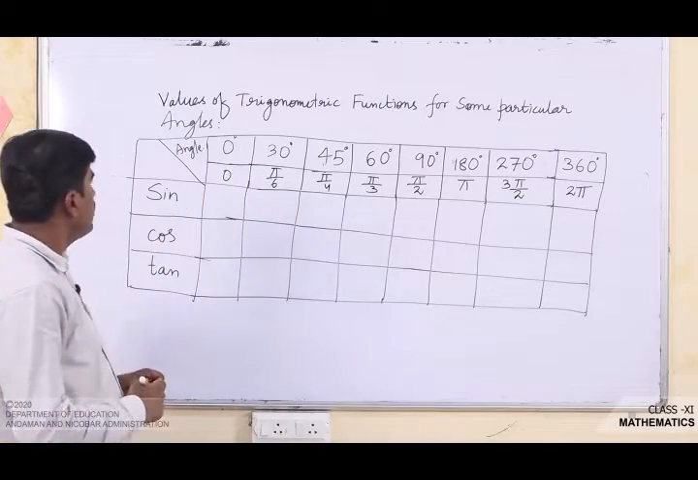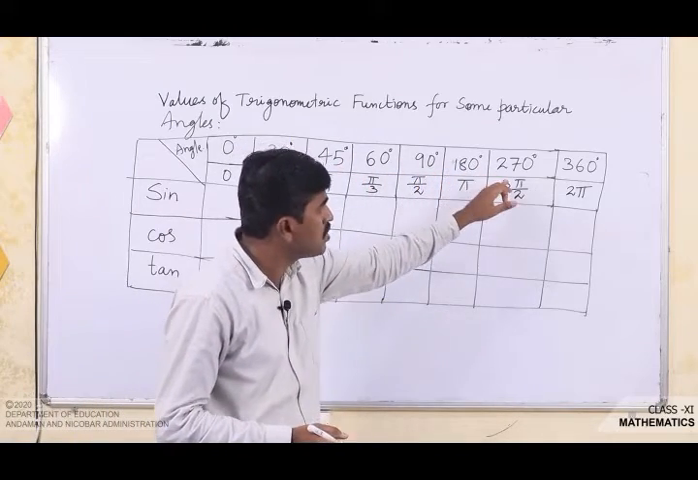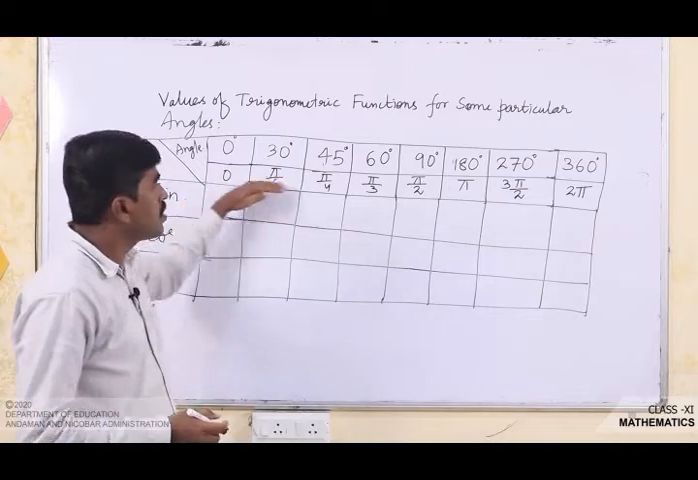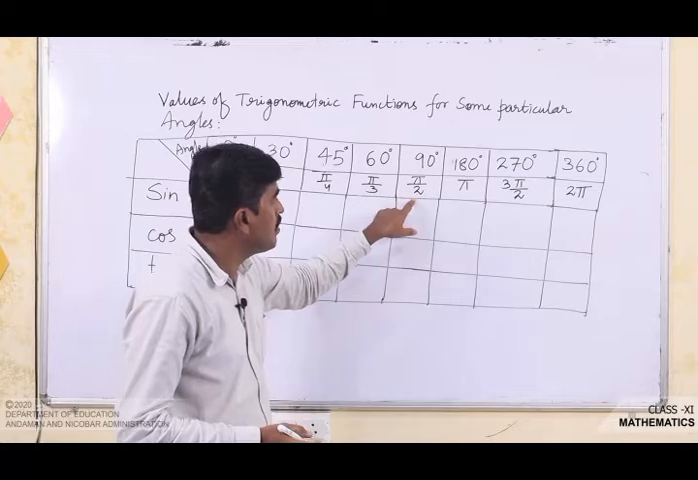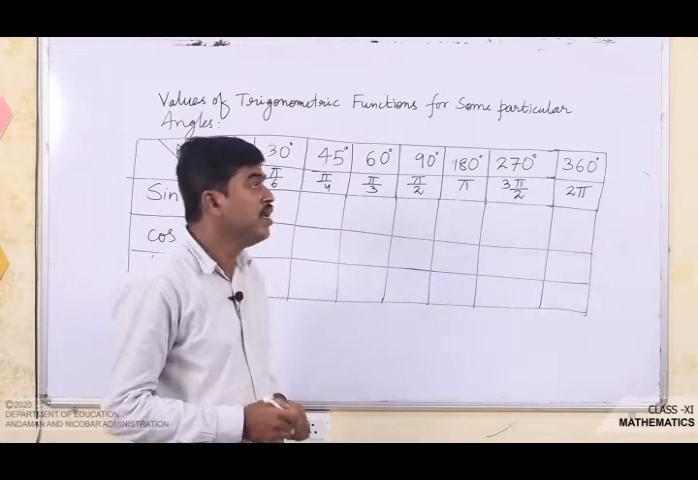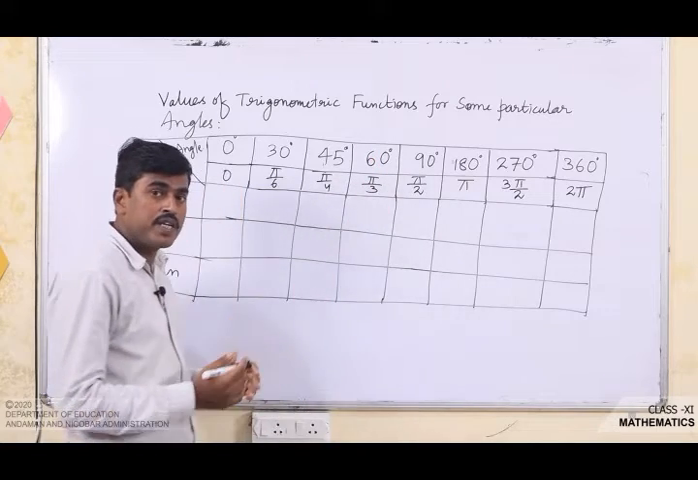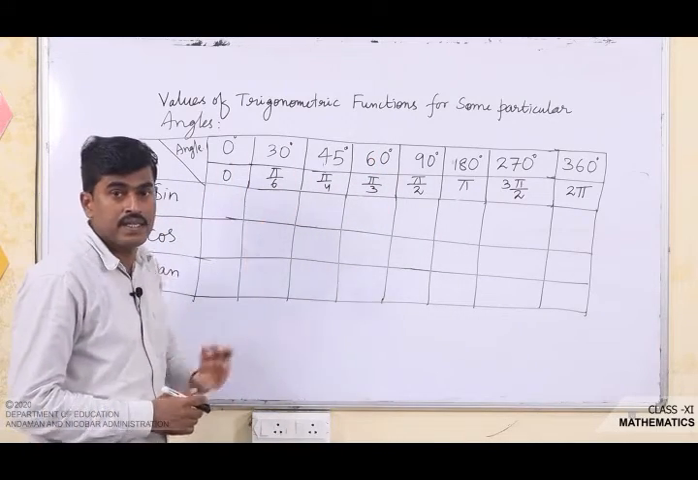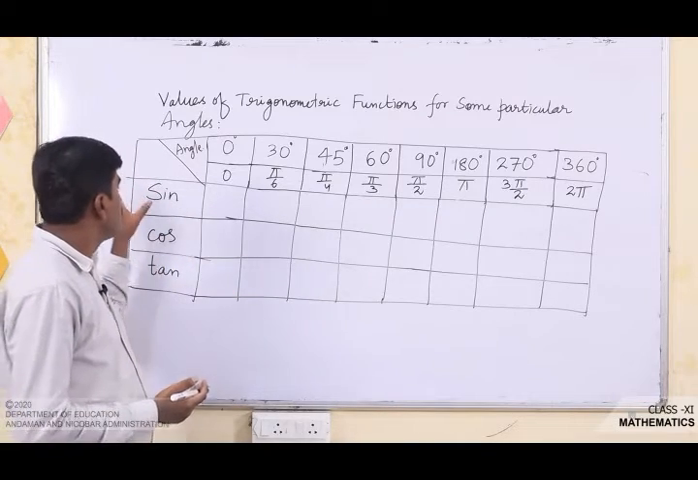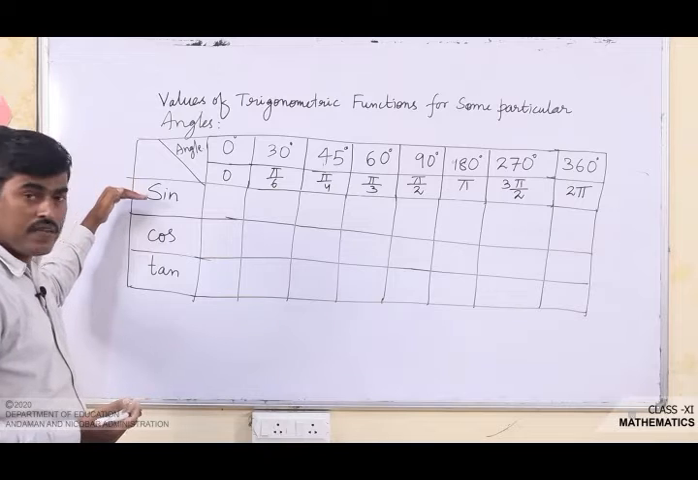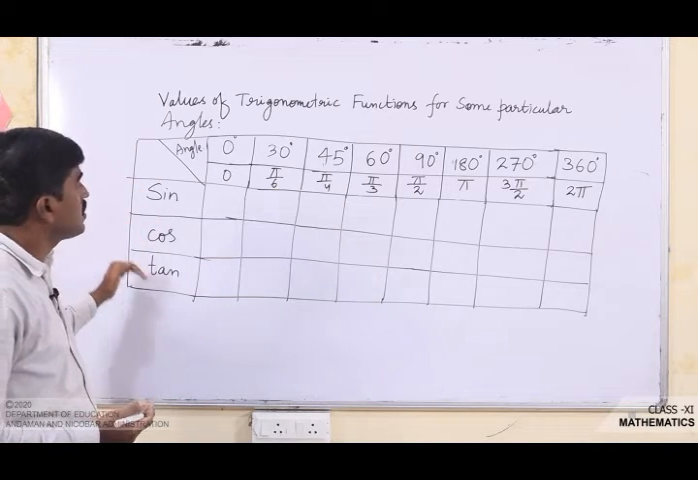Now look at this table. We are going to write the values for 0 degree, 30 degree, 45, 60, 90, 180, 270 and 360 degree. These angles are also given in radian there: 0, pi by 6, pi by 4, pi by 3, pi by 2, pi, 3 pi by 2, 2 pi. In class 10th you have studied the values of trigonometric ratios up to 90 degree, and the values of trigonometric functions are also the same. So here we take three functions: sine function, cosine function and tan function.